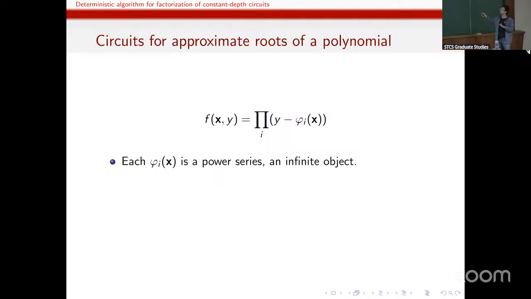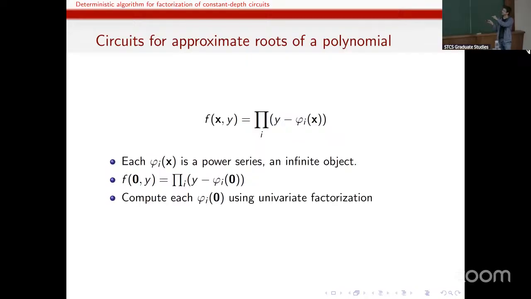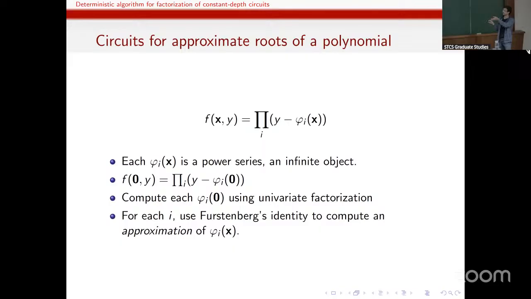Each power series is an infinite object. But what I'll do is I'll set the x variables to 0 and then just get my hands on each of those constant terms that start off those power series. I can do that using univariate factorization. And then I use the Furstenberg identity to compute each of these roots approximately.